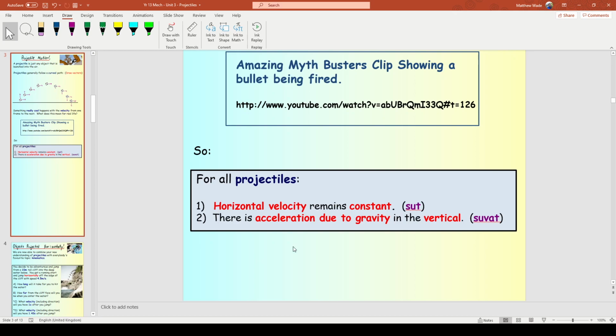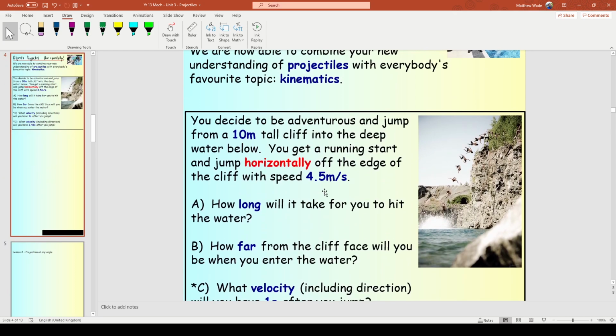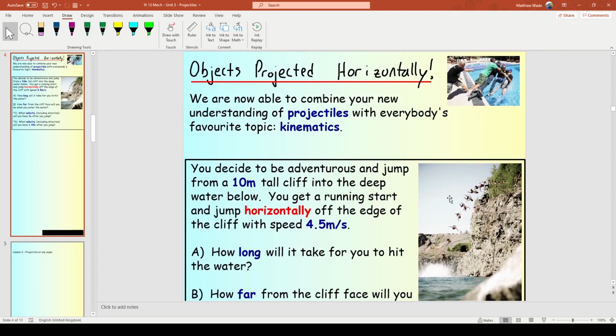So boom, I've taught you an entire unit. Not really though, because I'm going to have to show you it in a lot more detail. So happy days. Little note there. Okay, sweet. And the actual final topic that we're going to do today is this. Title is Objects Projected Horizontally. Cool, cool, cool.